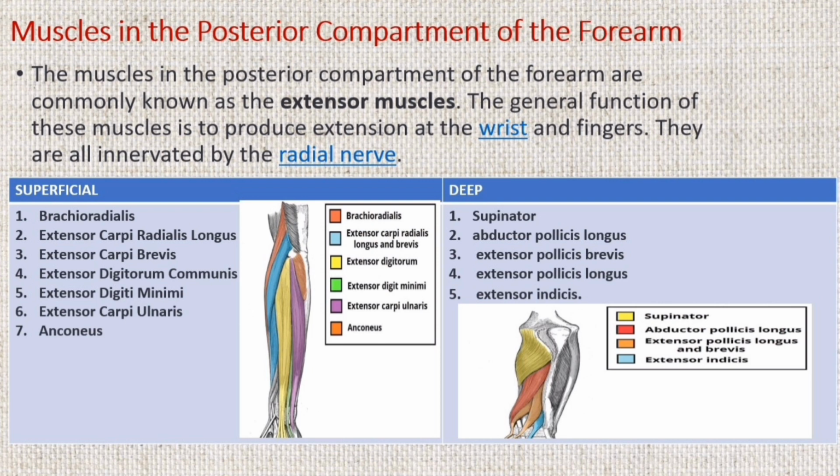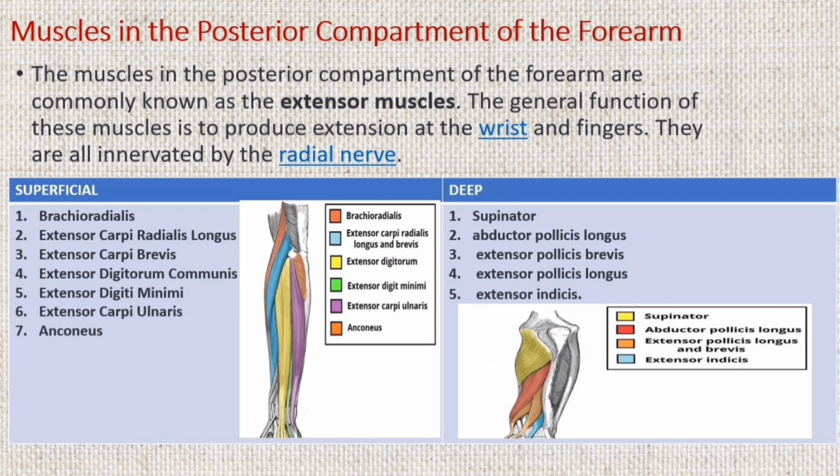Attachments. It has 2 heads of origin. One originates from the lateral epicondyle of the humerus, the other from the posterior surface of the ulna. They insert together into the posterior surface of the radius. Actions. Supinates the forearm. Innervation. Radial nerve deep branch.